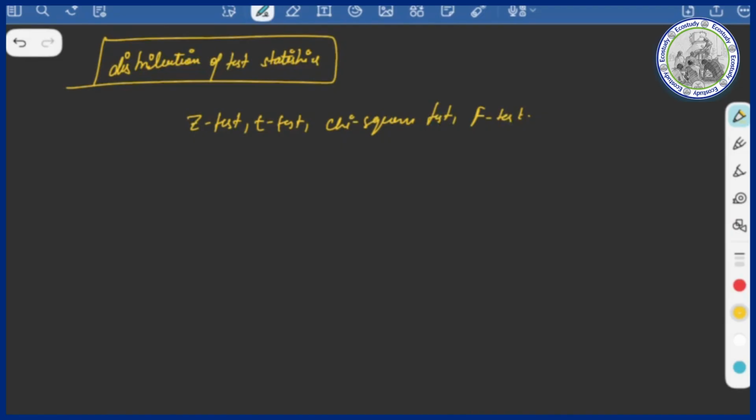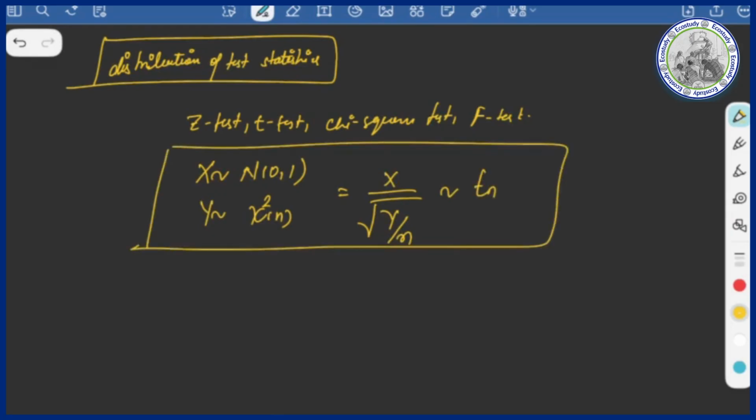I have just said when the test statistics will follow the standard normal, student t, chi-square or f distributions. For example, if x follows normal 0, 1 and y follows a chi-square distribution with n degrees of freedom, then x divided by the square root of y by n will follow the t distribution with n degrees of freedom. These types of concepts I have already taught in that lecture.